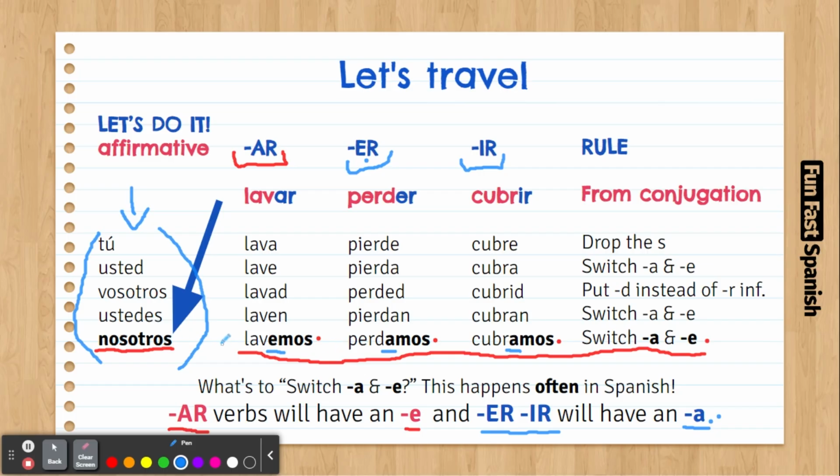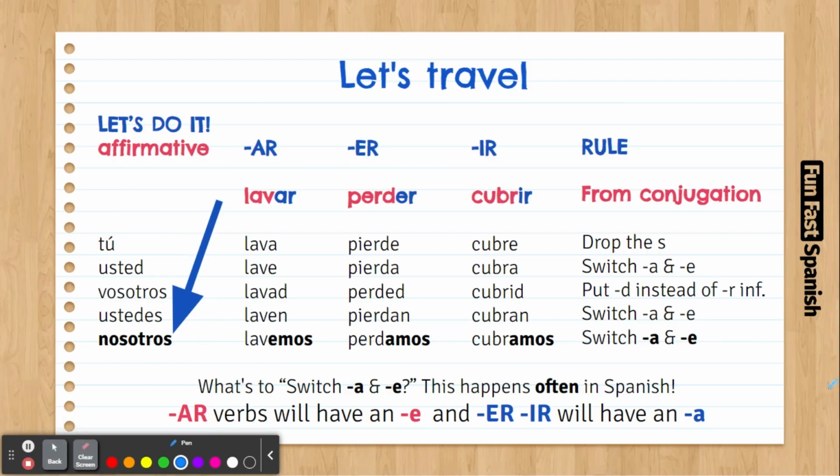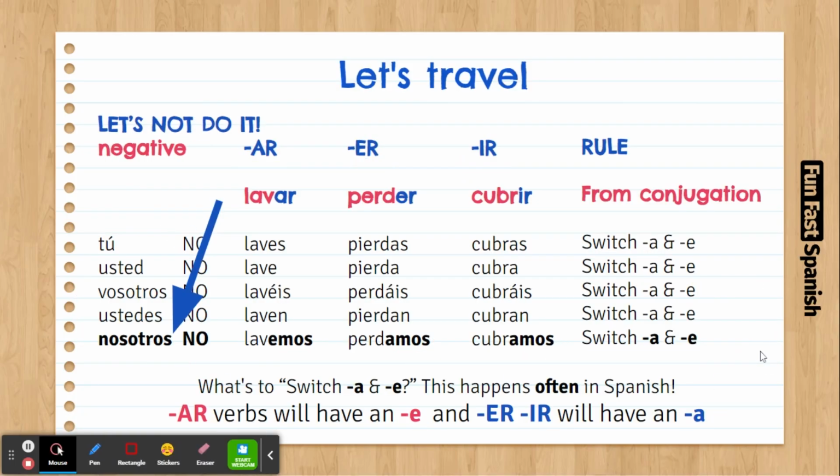So it's pretty simple to use the imperative of nosotros. That way you're going to say, let's do something. And again, we have the affirmative here. We also have the negative. If you want to say, let's not do something, it's pretty much the same thing, but you're just going to add a no. That's all. So before it was lavemos el carro, that's let's wash the car. No lavemos el carro. Let's not wash the car.